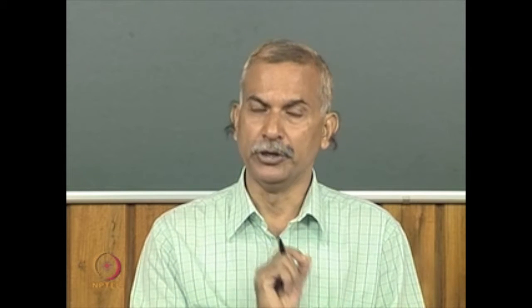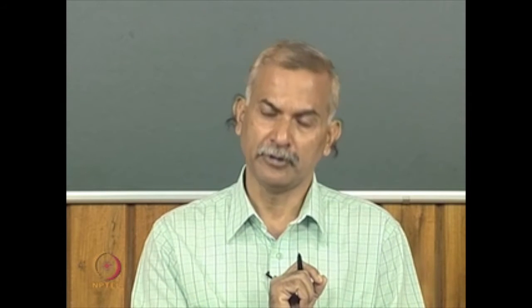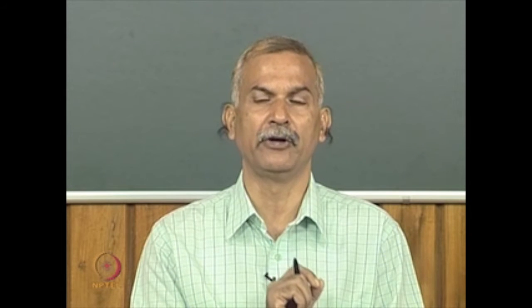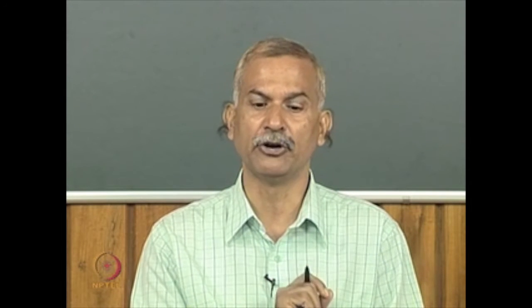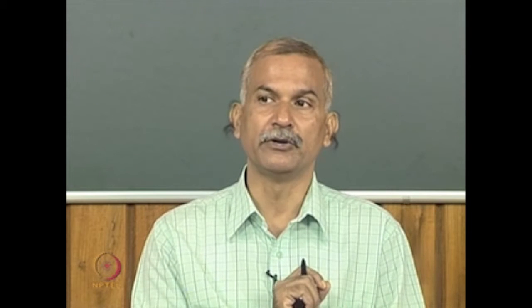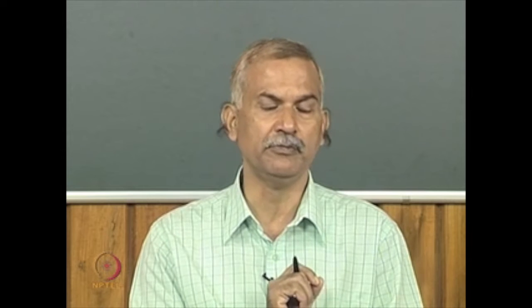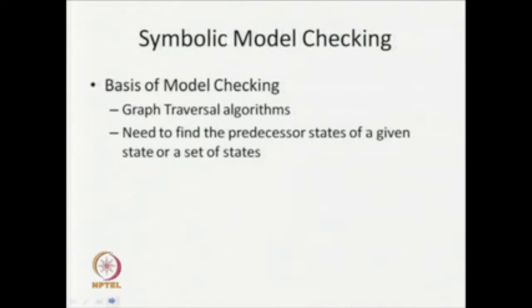And I have slightly introduced that this data structure can be used to implement the model checking algorithm. When we use ROBDs, or in particular OBDs, to represent our transition system and implement a model checking algorithm, we call this symbolic model checking, because we are symbolically representing the entire system. So, what is the basis of our model checking algorithm?